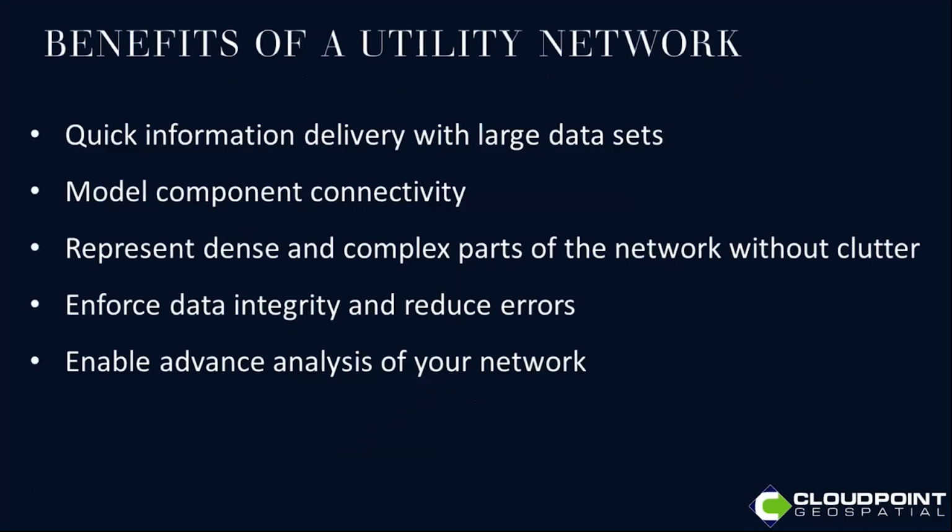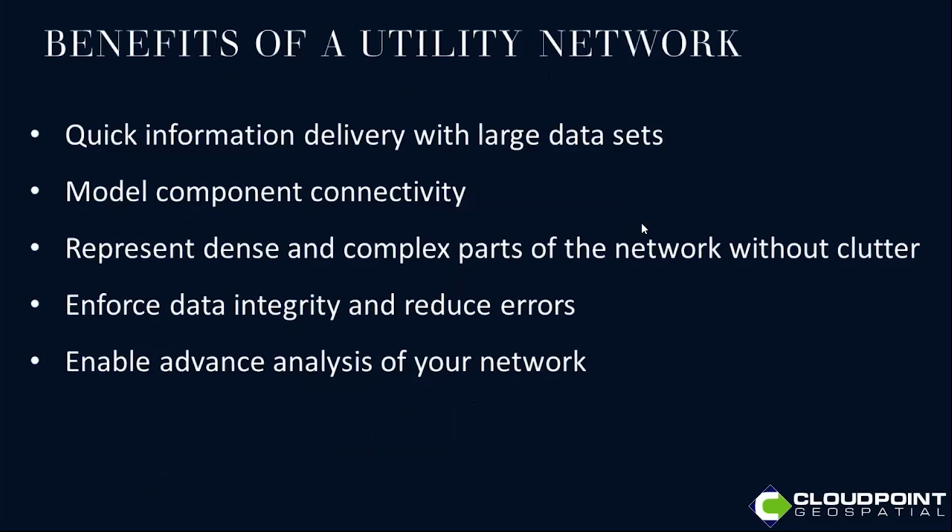So some of the benefits of the utility network. Quick information delivery with large data sets. That was what we talked about earlier when we talked about the reduction in layers. The data models are designed for maximum efficiency by limiting the number of feature classes, which reduces slow relationship queries. The classification system uses attribute domains and subtypes built in for each utility network feature class. It's designed to quickly traverse network features that are connected or attached to structural features.